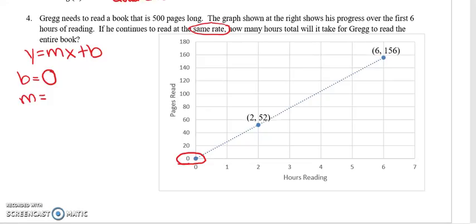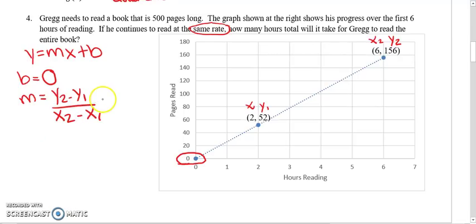Remember, for slope, you need 2 ordered pairs. The good thing about this problem, it actually provides us with both points. We got (2, 52), and we have (6, 156). So again, I like to do extra stuff, so I'm always going to pre-label x1, y1, x2, y2. Remember, our slope equation is y2 minus y1 all over x2 minus x1.